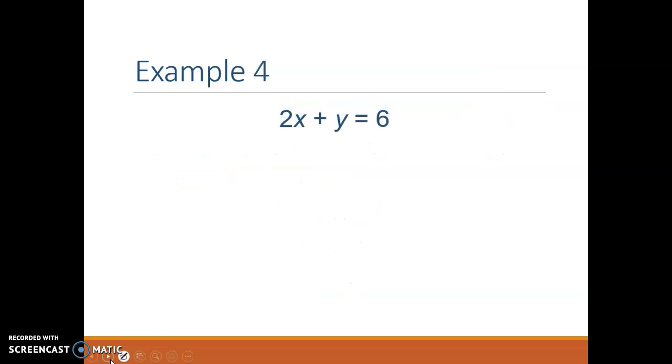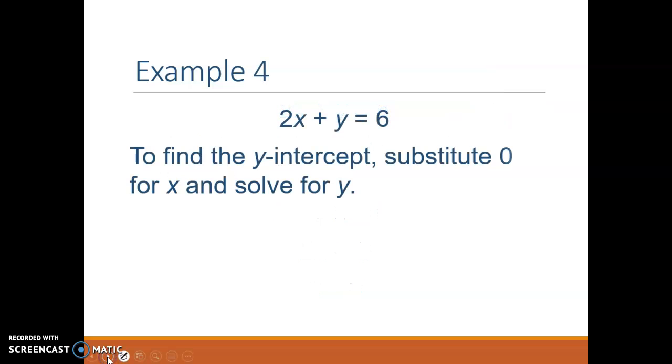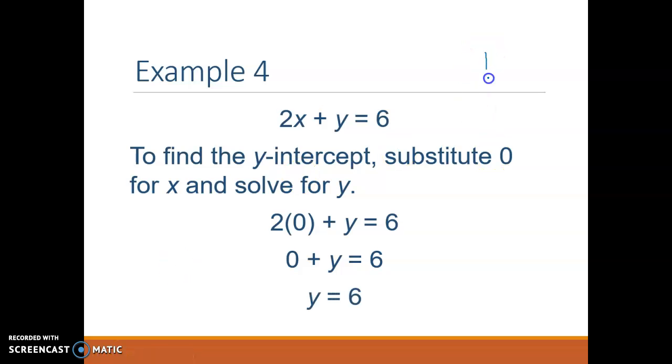To find our y-intercept, we would plug in 0 for x. We only want to know y. So 2 times 0 is 0. That leaves us with y equals 6. So our y-intercept would be 1, 2, 3, 4, 5, 6, right up here. Not to the left and not to the right, just right on the line at 6.